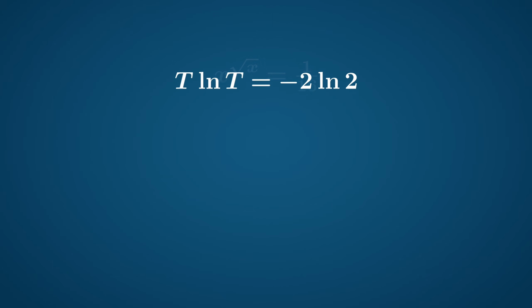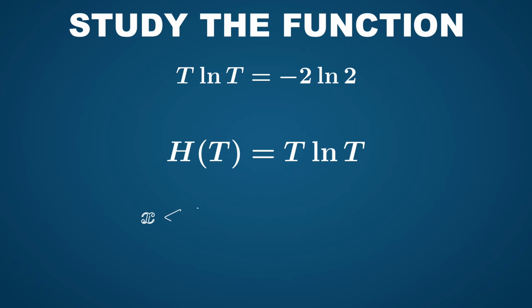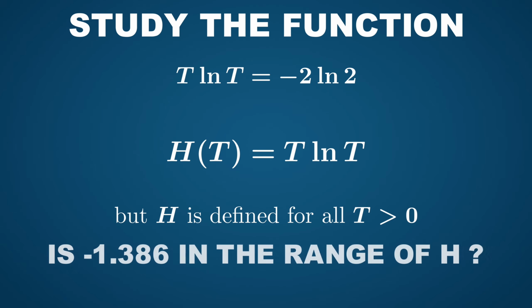To know whether that is reachable, we study t log t as a function. Define h of t as t times the natural log of t, for positive t. From the earlier scouting, x sits below 1, so t sits below 1 too. Still, h is defined for every positive t, so we map all of it. The question becomes whether our target number is in the range of h.